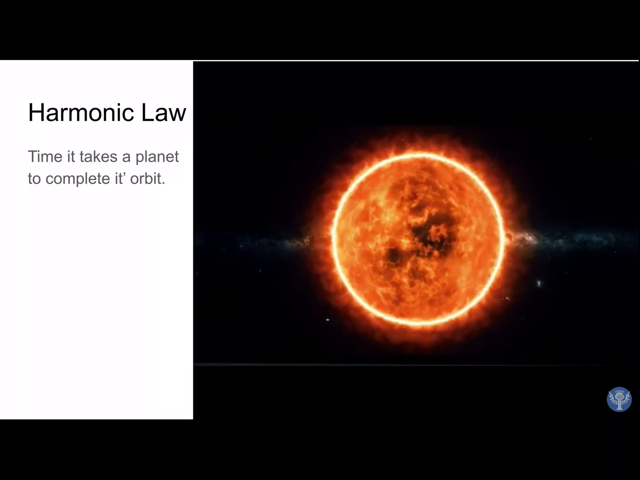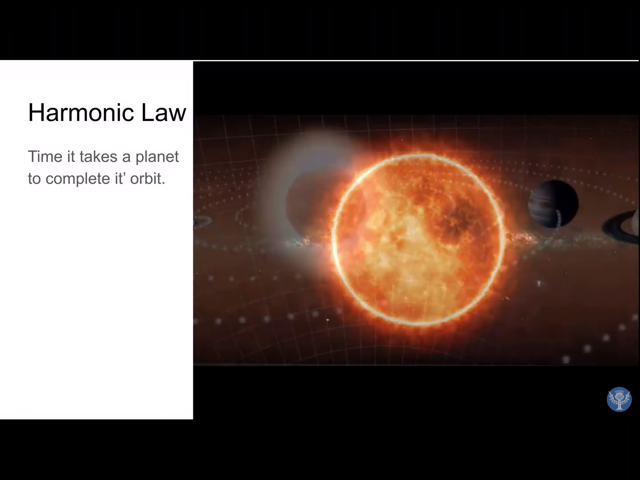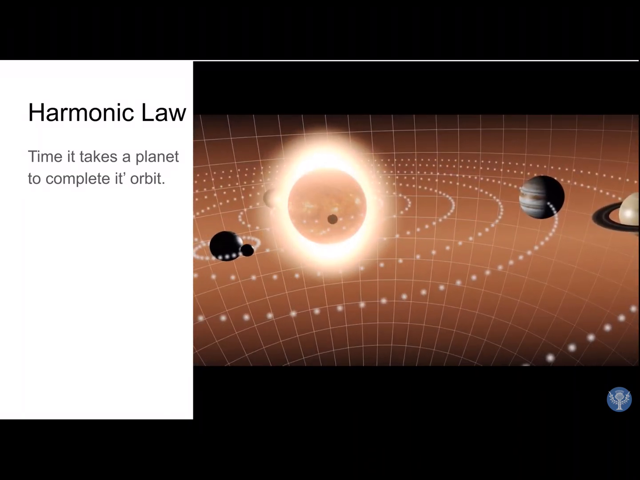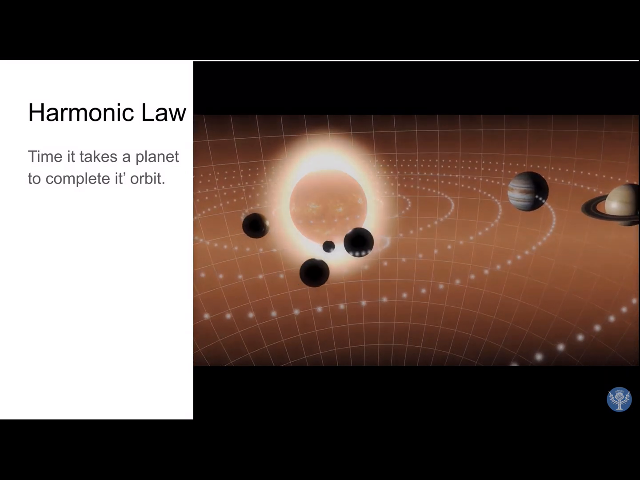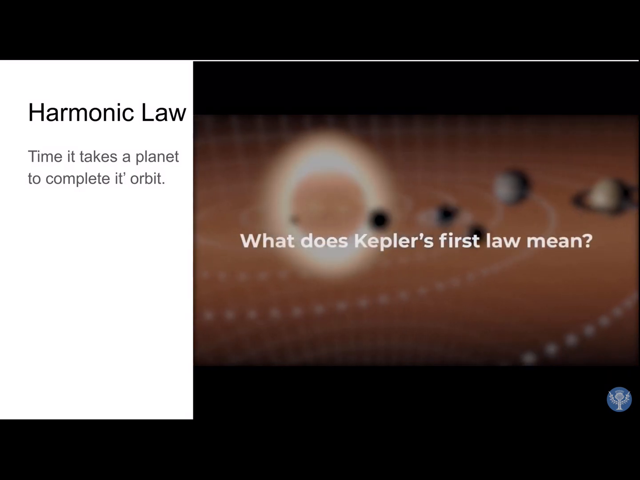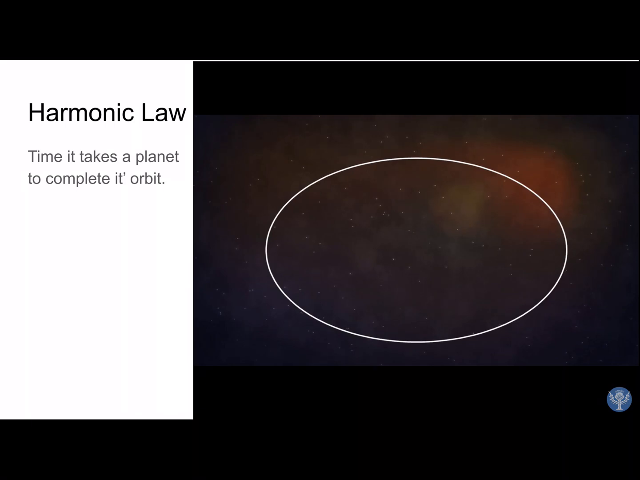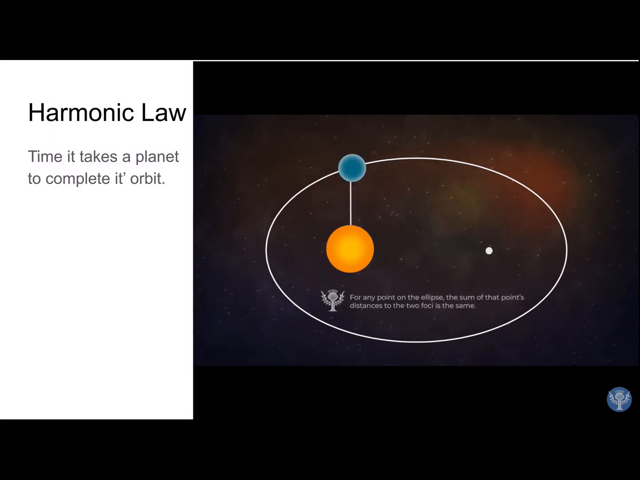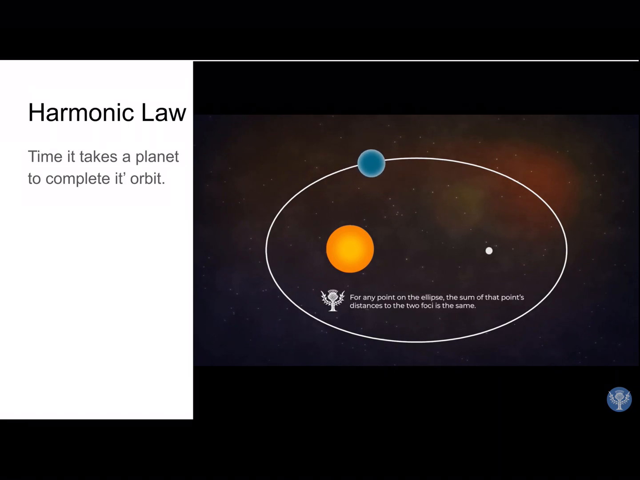Kepler's first law of planetary motion states that all planets move about the Sun in elliptical orbits, having the Sun as one of the foci. But what does that actually mean? Well, an ellipse is a shape that resembles a kind of squashed circle. Its foci are 2 points within the ellipse that describe its shape. For any point on the ellipse, the sum of that point's distances to the 2 foci is the same.